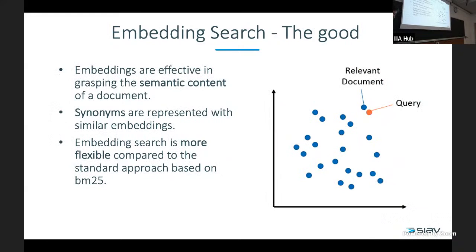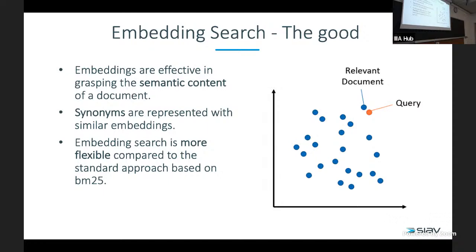And this is actually, in fact, the good part of an embedding search system, since, as we said, they are effective in grasping the semantic content, and synonyms are represented kind of automatically, since similar terms are included in the context of the system. So we could conclude that an embedding search is more flexible compared to the standard approach based on BM25 scoring with the strict match of the words.